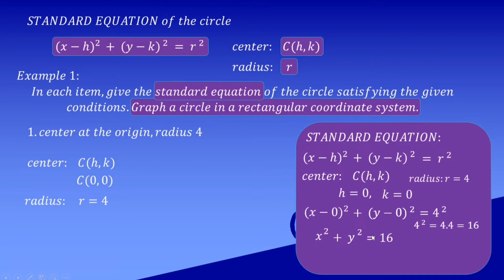Okay, ito na yung ating standard equation of the circle with center at the origin and radius 4. Then graph the circle in a rectangular coordinate system. Ito yung ating center at the origin, (0, 0), and we have the radius 4. Since the collection of all such points which are 4 units away from the center, yan ang ating radius, forms a circle. Above the y-axis also, we have 4. Then connect all the points which are 4 units away from the center. So it forms a circle.